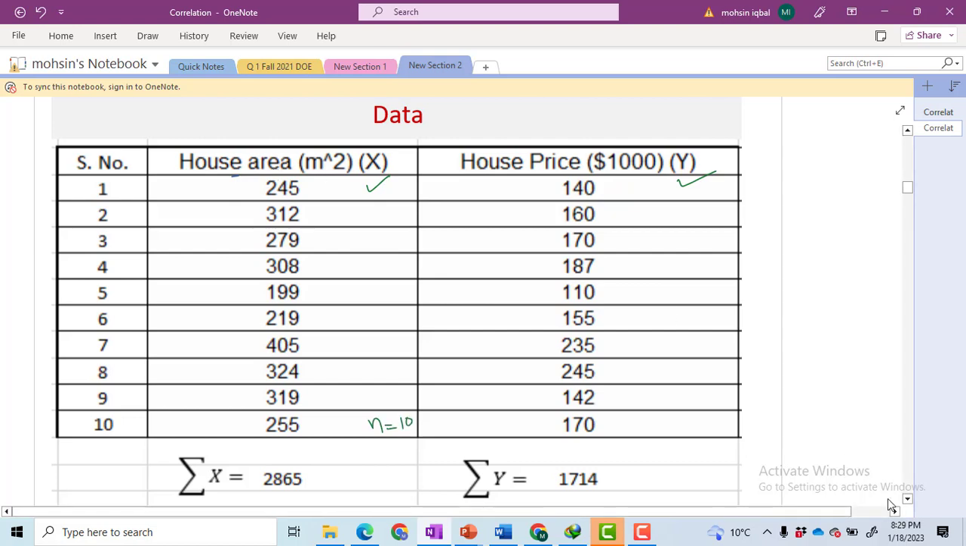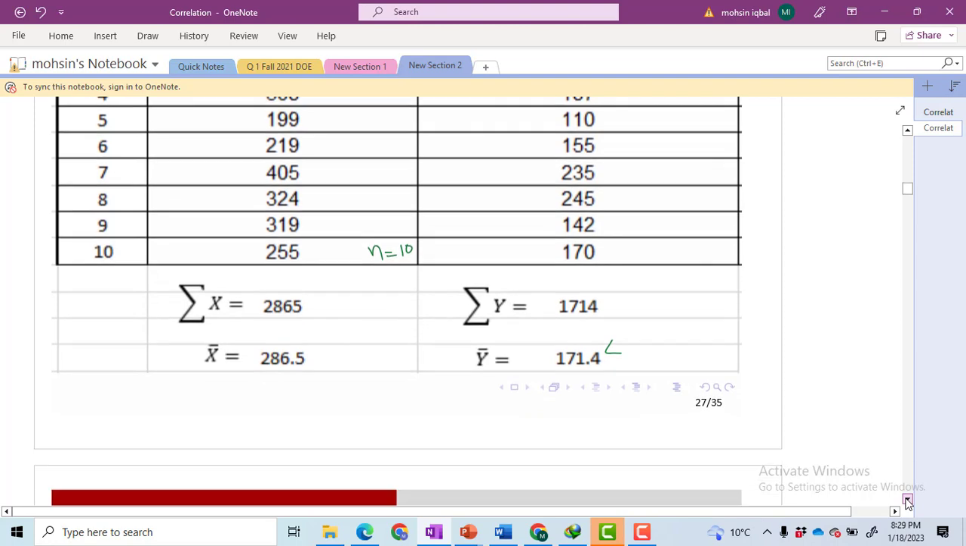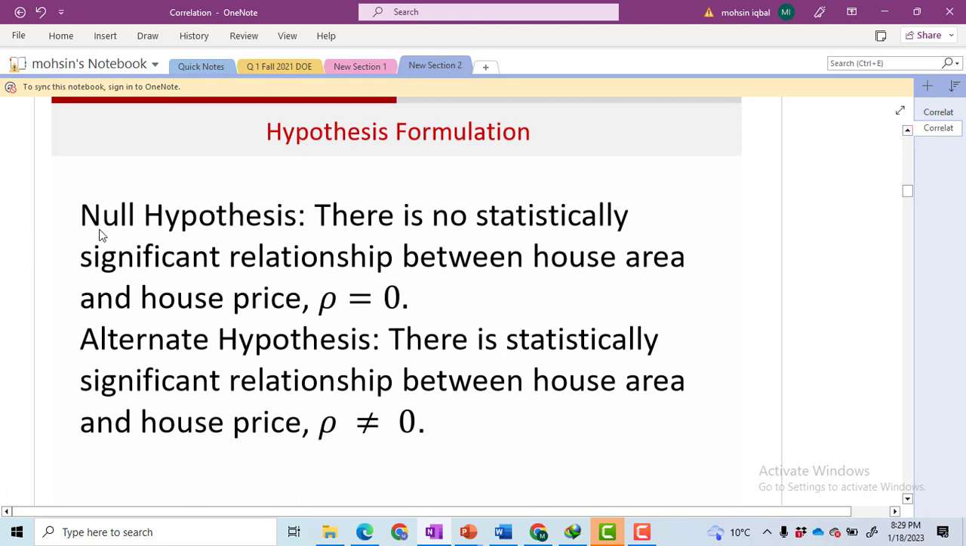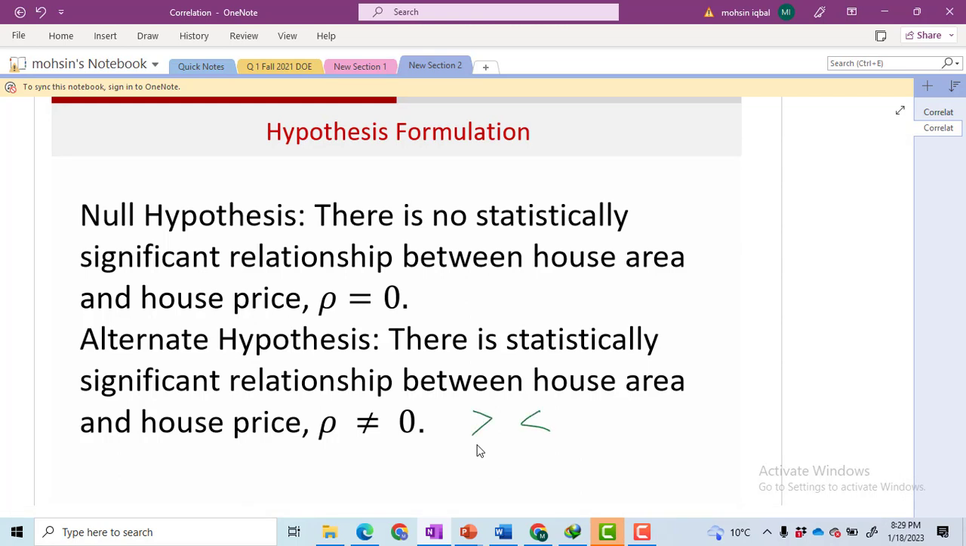After looking at the data, the next step is the formulation of the hypothesis. Then we will do the mathematical calculations. There are two hypotheses. One of them is the null hypothesis. There will always be an equality symbol in the null hypothesis, and there is an inequality symbol in the alternate hypothesis. Sometimes a greater than or less than symbol may also be used in the alternate hypothesis.